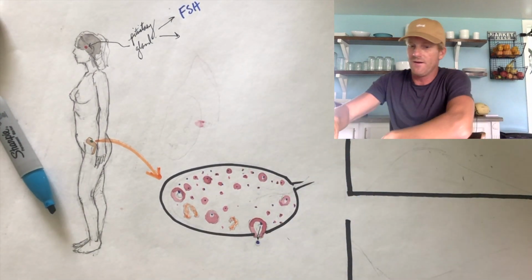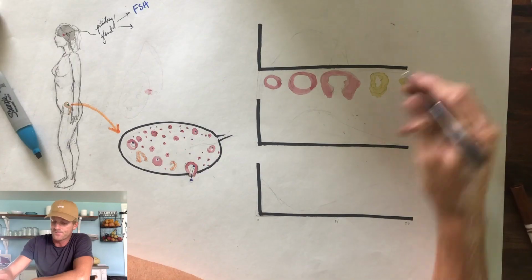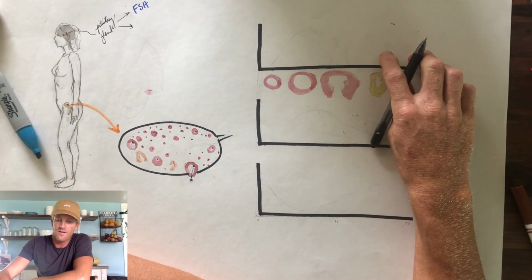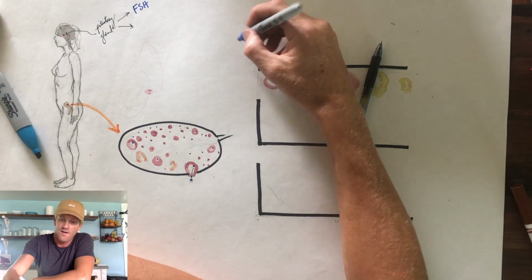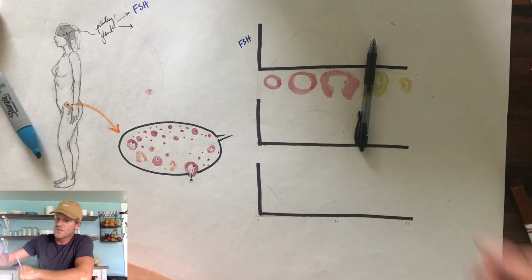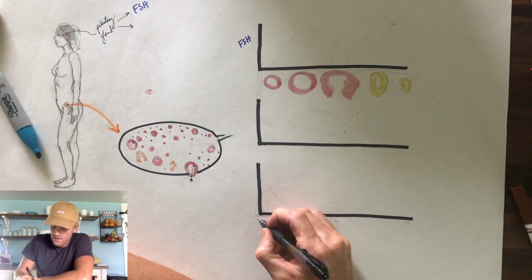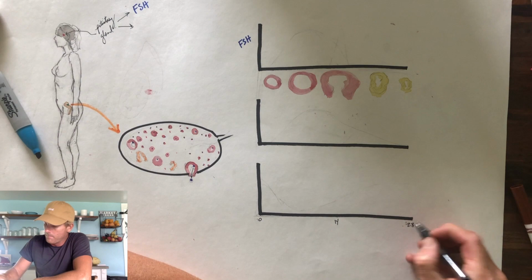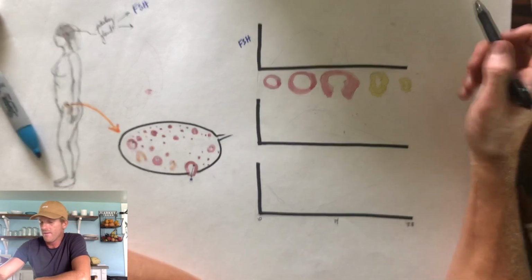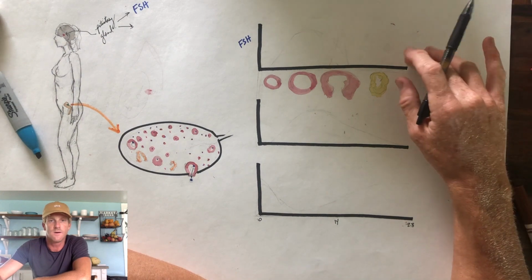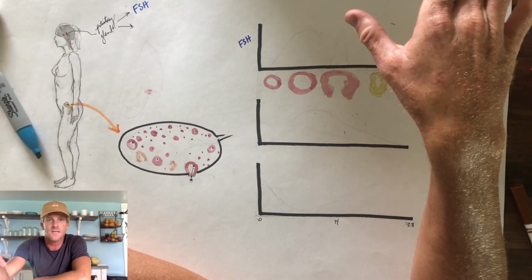So here I've drawn a series of graphs. On the y-axis of this first graph up here is the concentration of FSH in the blood. And we're going to track it from day 0 all the way up to 28, with 14 being right in the middle. That's because the typical female menstrual cycle is 28 days long, but there's a lot of variation between women.